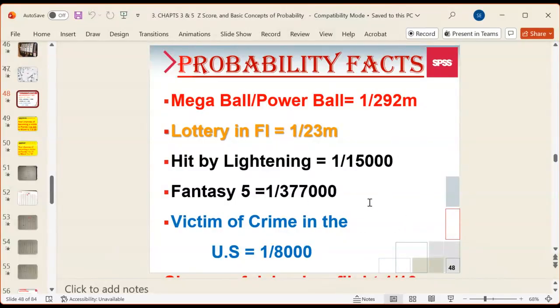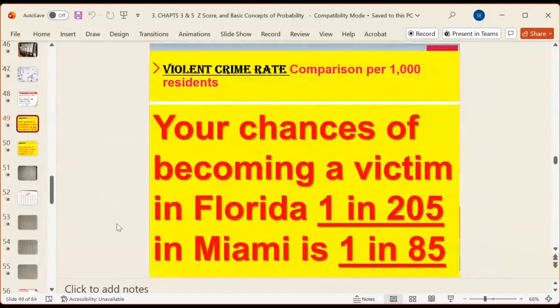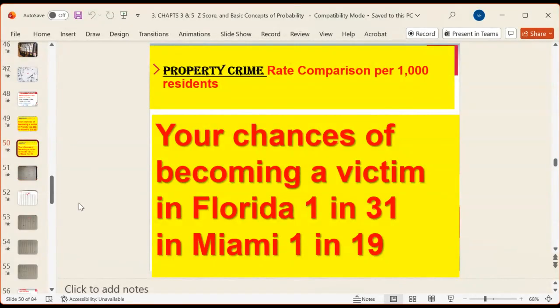And then there are other lotteries we have in Florida, like Fantasy 5. And then the chance of being a victim of crime in the US is 1 in 8,000. The chance of becoming a victim in Florida is 1 in 205. In Miami it would be 1 in 85. And these are facts. Chances of becoming a victim in Florida is 1 in 31. In Miami it is 1 in 19. In general.